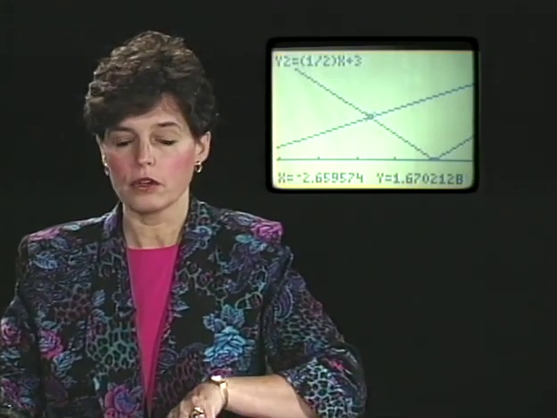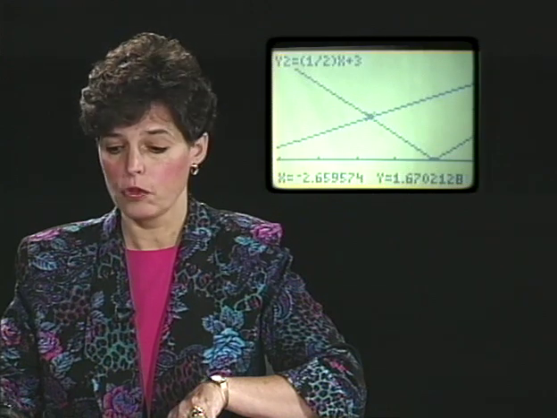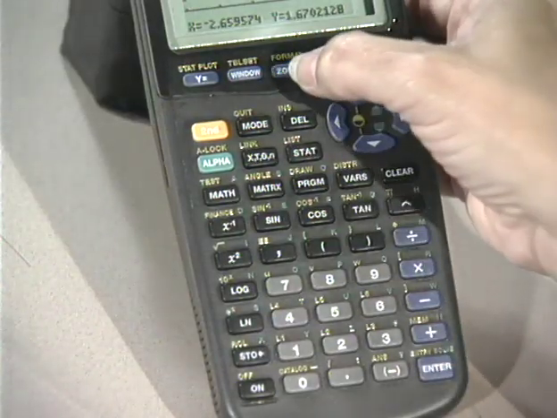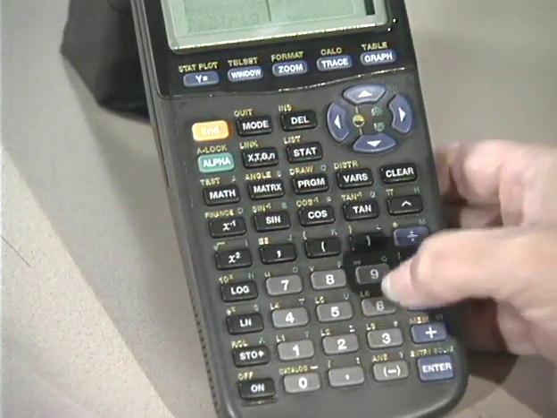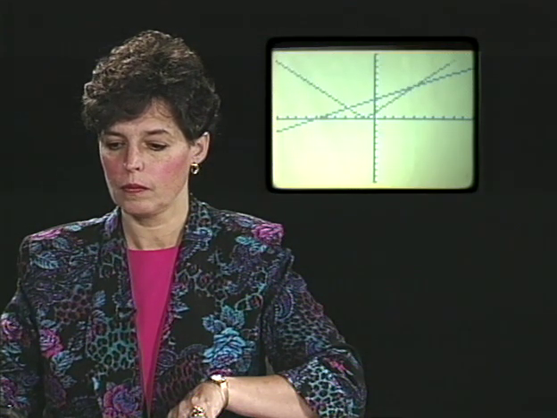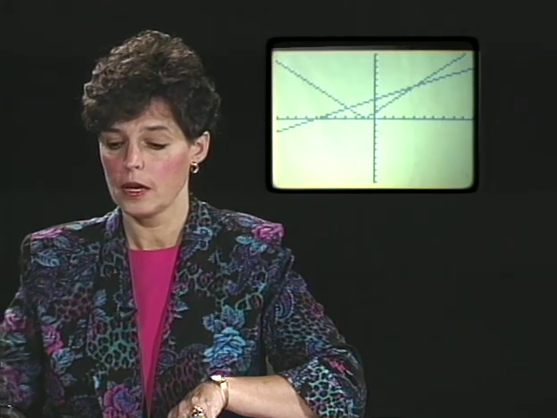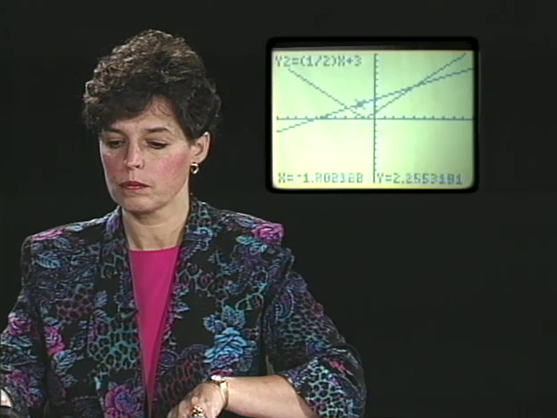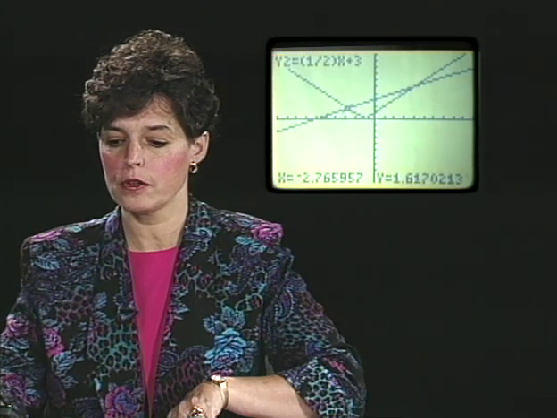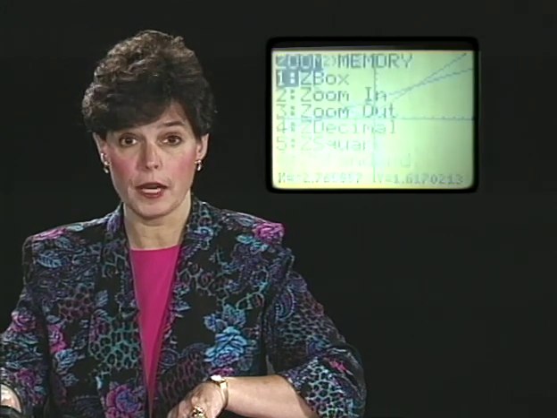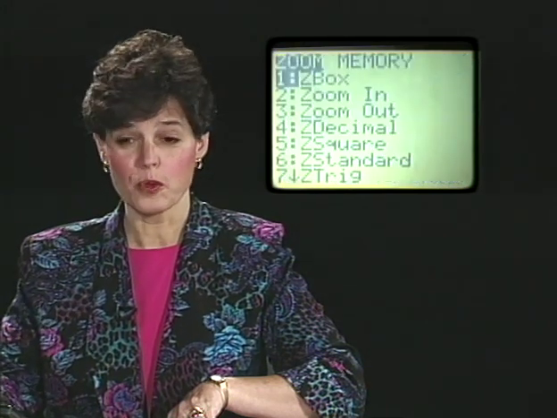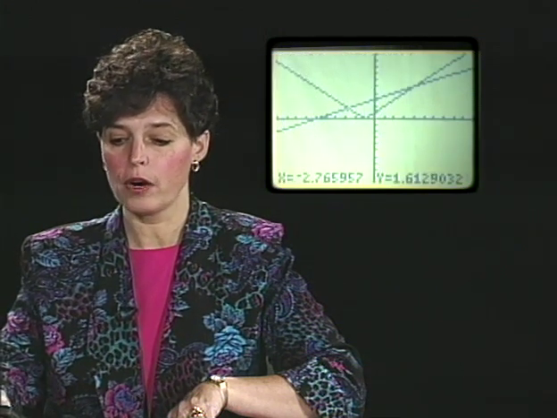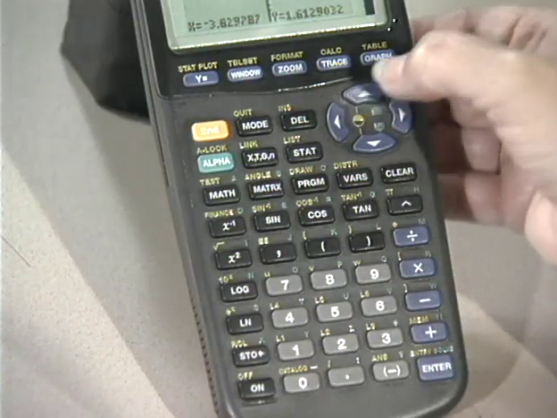Now another way I can do this is with box. And in order to experience that, let's go back to Zoom Standard with Zoom 6. And we're going to look at the same place. Use your trace key, arrow over and get really close. Put the cursor right where they seem to be intersecting. Now we're going to go to zoom again, and Z box is number 1. So choose that one.